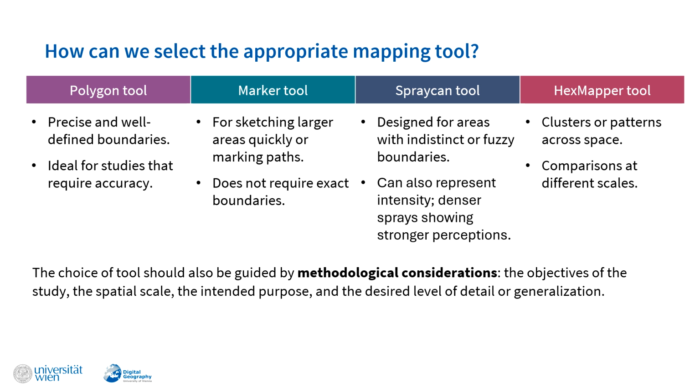The choice of a tool should be guided by methodological considerations, not only by the characteristics of the tools. For instance, the objectives of the study, the spatial scale, the intended purposes, and the desired level of detail or generalization. In conclusion, there is no single best map tool. Each one serves different purposes depending on the research goals and the characteristics of the data we want to collect.